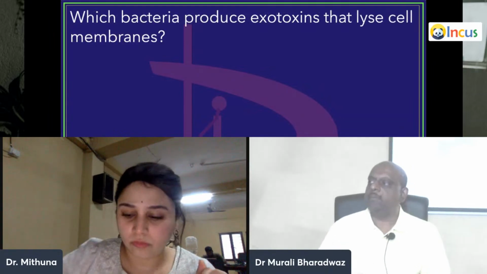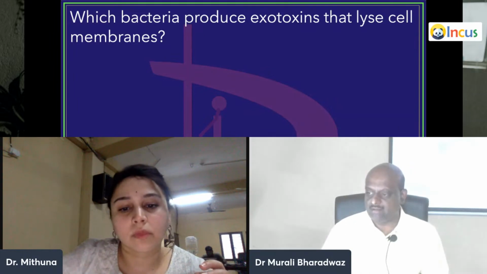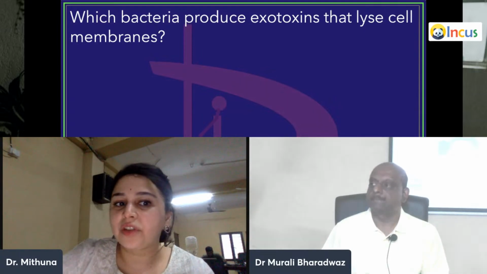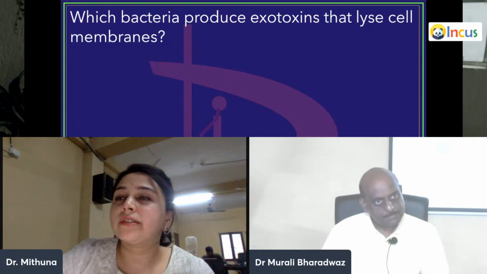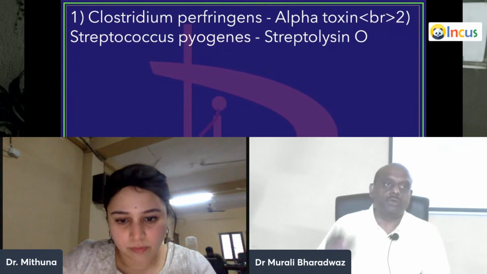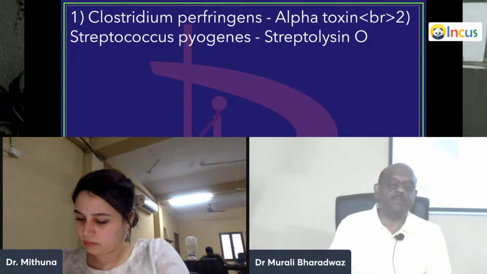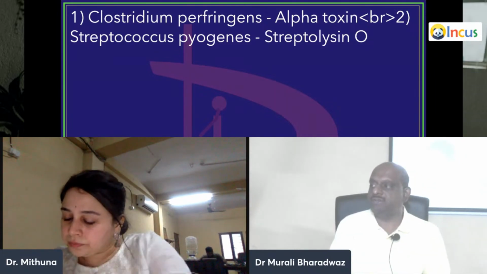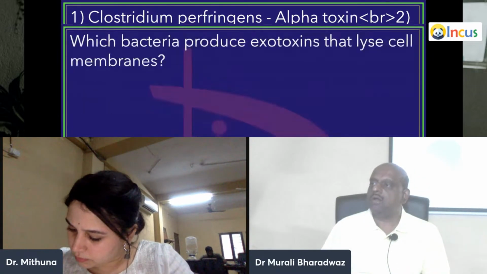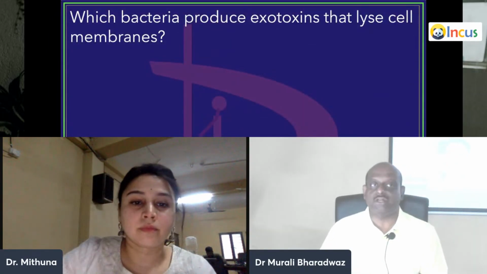So, which bacteria produce the exotoxins that break down, that lyse the cell membrane? Firstly, it is Clostridium perfringens, the alpha toxin of it, and Streptococcus pyogenes, which is nothing but streptolysin O toxin. This is one of the favorite questions of the examiner. Alpha toxin is produced by Clostridium perfringens, streptolysin O by Streptococcus pyogenes. These two are notorious exotoxins that lyse the cell membranes, is what you need to remember.